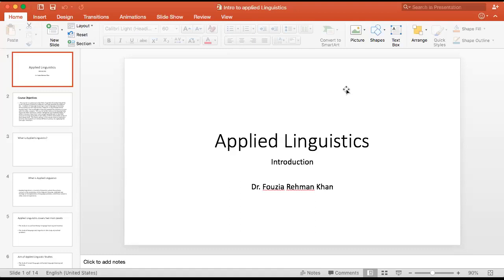applied linguistics is a very, very broad branch of linguistics, and there have been debates in academia whether applied linguistics is only restricted to language teaching and learning, or it caters to other problems related to language. There are a number of definitions of applied linguistics.